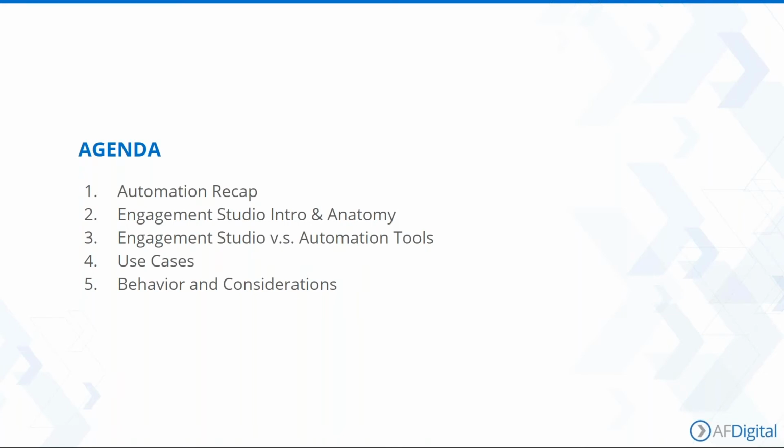Then we'll be talking about the difference between Engagement Studio and the other automation tools and why you should use them. Then I'll show you a couple of samples of how you can use Engagement Studio to create certain campaigns, basically a couple of use cases: the re-engagement and the auto renewal reminder program. And at the end are the behavior and considerations that you might need to take into account when you're creating engagement programs. Right, so let's get right to it.